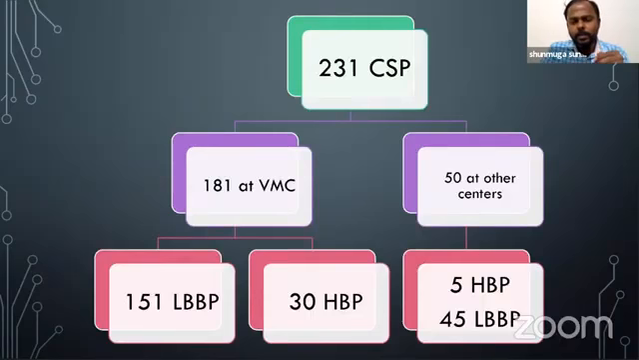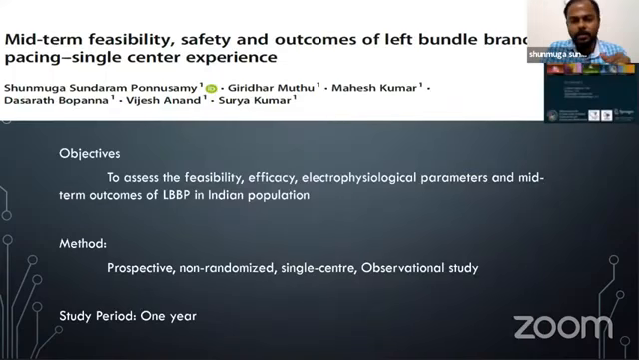So these are experiences. I've told about our His bundle experience last week, so I'll just talk about our left bundle experience. We've done so far around 231: 181 at our center and 50 at other centers as a proctor. Predominantly I changed from His bundle to left bundle last year, almost from August 2019, predominantly doing left bundle pacing. Close to 151 cases were done in our center. Apart from that, 45 other cases were done as a proctor in other centers.